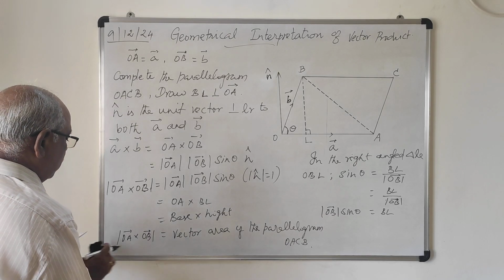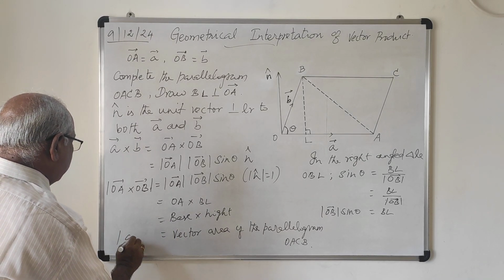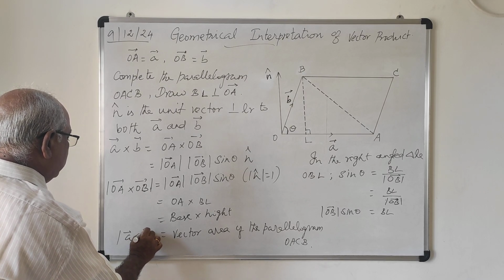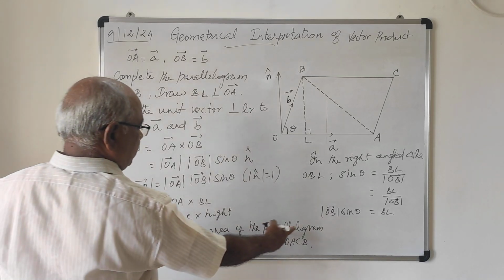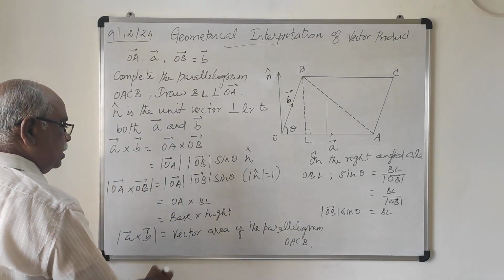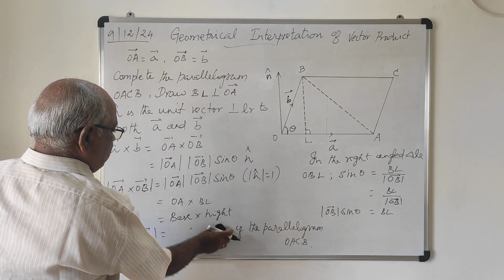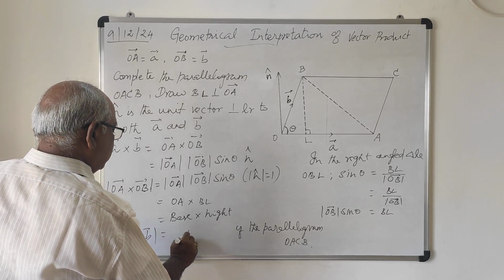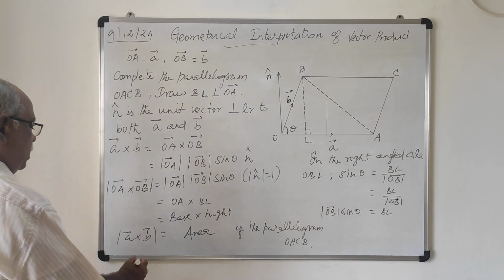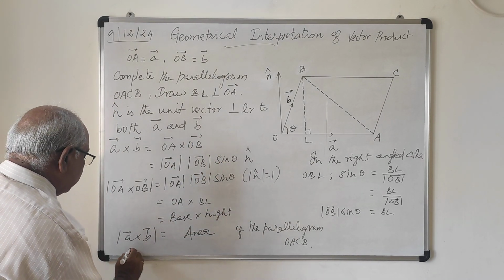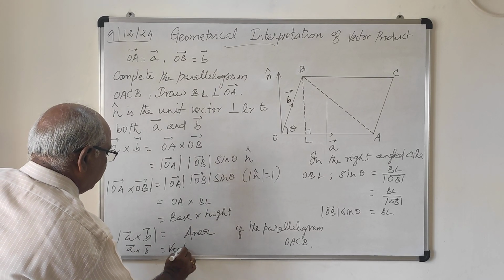This is nothing but mod of A cross B. OA cross OB you can also write as mod of A cross B. So the geometrical meaning is that modulus of A cross B is the area of the parallelogram OACB, not vector area, because the modulus gives the area. Suppose A cross B is the vector area of the parallelogram. If you remove the modulus, A cross B gives you the vector area.